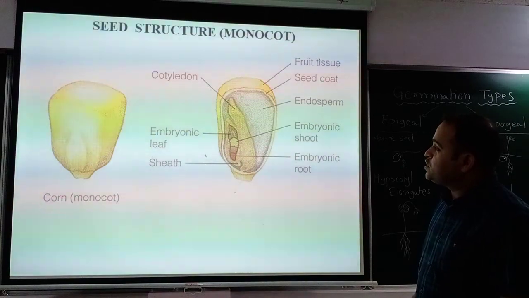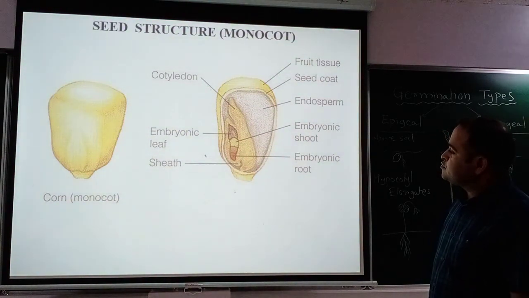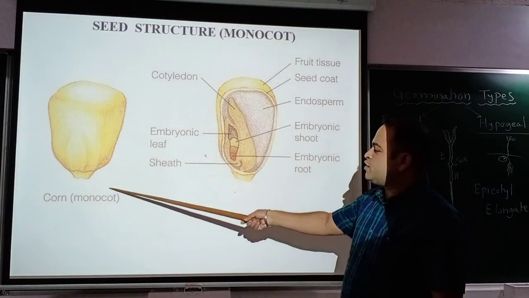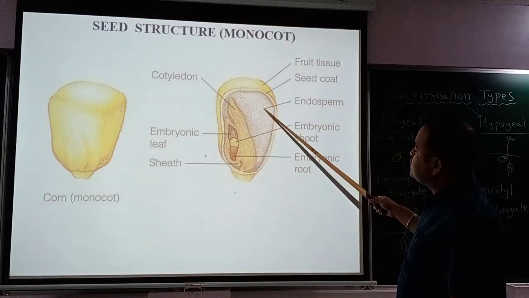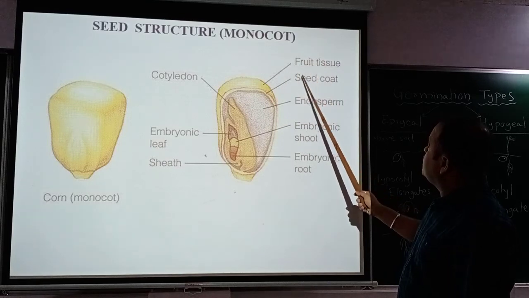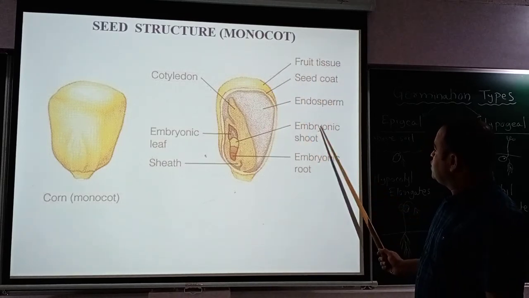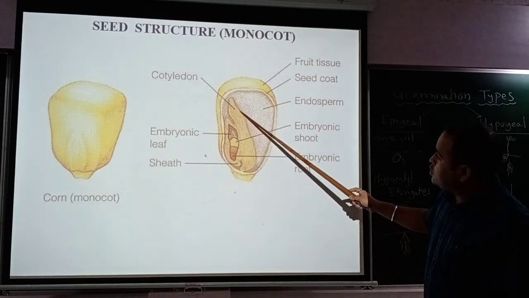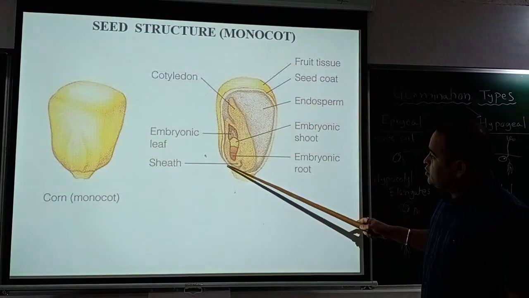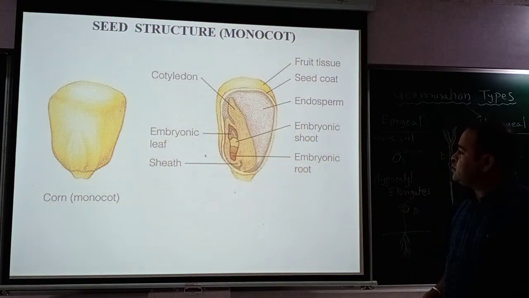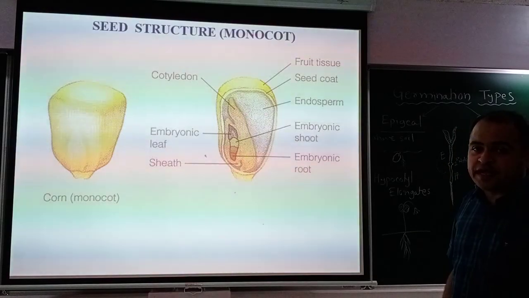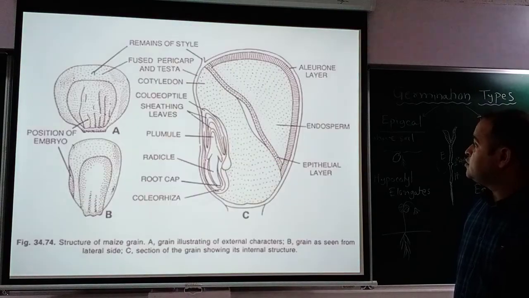Monocot, earlier was dicot, this is monocot. It's a corn seed or fruit you can say. A section has been taken. This is endosperm, this is seed coat, the aleurone layer is present, the sheath, the embryonic shoot, and the plumule. Radicle you cannot easily find out. Coleoptile, coleorhiza you cannot see. Here you can observe the things.